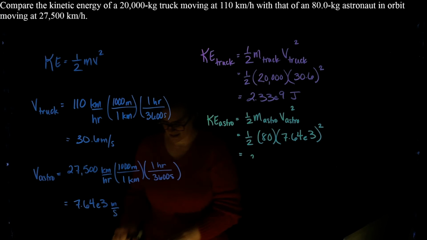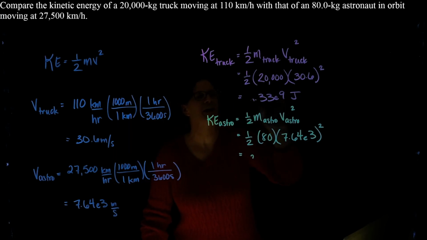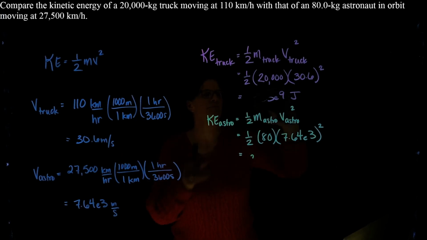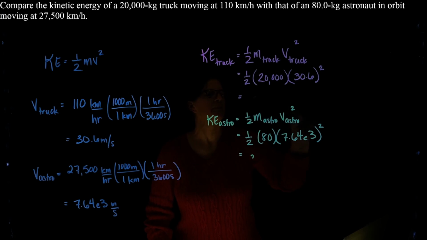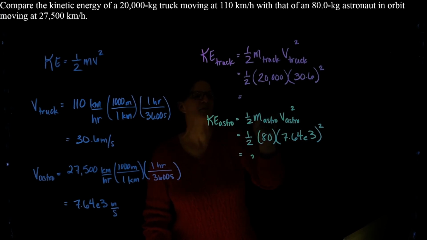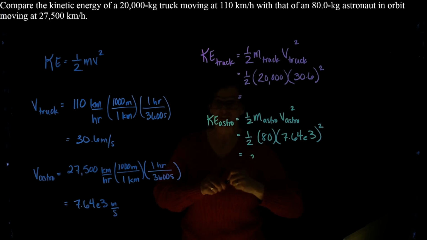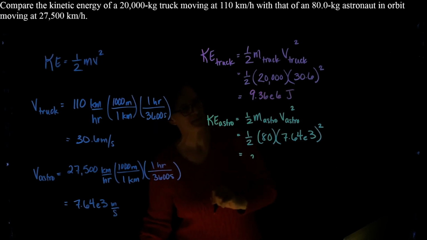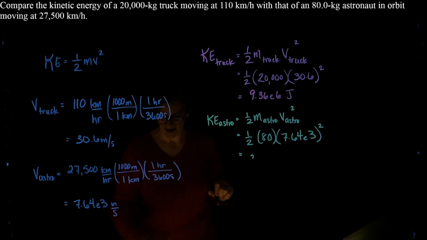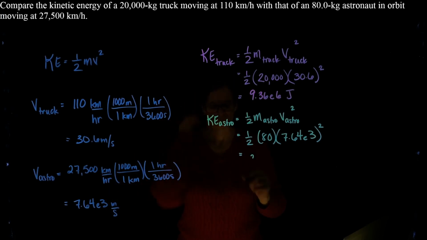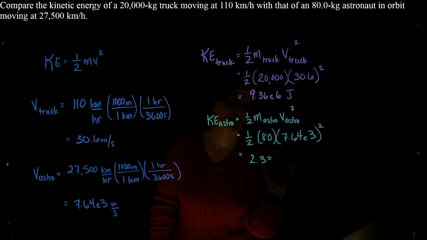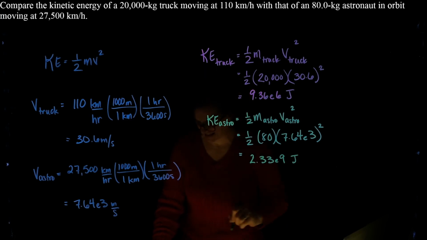You know what? I looked at the solution wrong. The kinetic energy, oh shoot. I peeked at my solution and wrote the wrong kinetic energy. The kinetic energy of our truck is not that high. It is 9.36 times 10 to the 6th joules. Okay, so when we actually do that calculation, it's 9.36 times 10 to the 6th joules. And the kinetic energy of our astronaut, that's the 2.33 times 10 to the 9th joules.